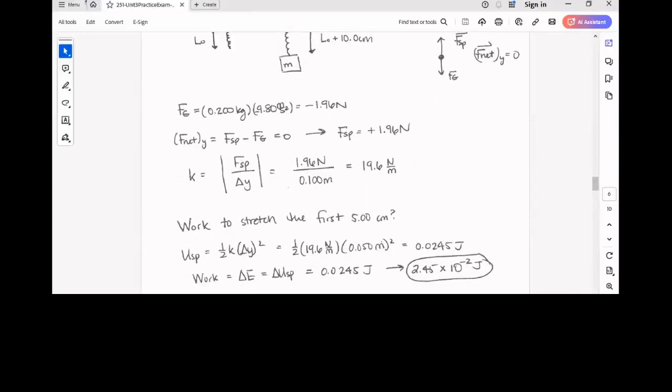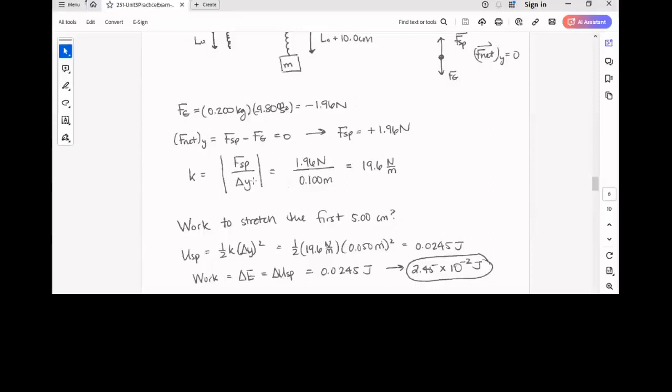Now the work that needs to be done in order to stretch it the first 5 centimeters is not just what you would get if you used Hooke's law, which is this expression right here. If you plugged in 5 centimeters and then multiplied by the spring constant that we just got, the spring force would tell you the force that you have to exert in order to get the spring to stretch from a displacement of 0 to a displacement of 5 centimeters. But that is not the average force that you would have to overcome in order to stretch the spring.